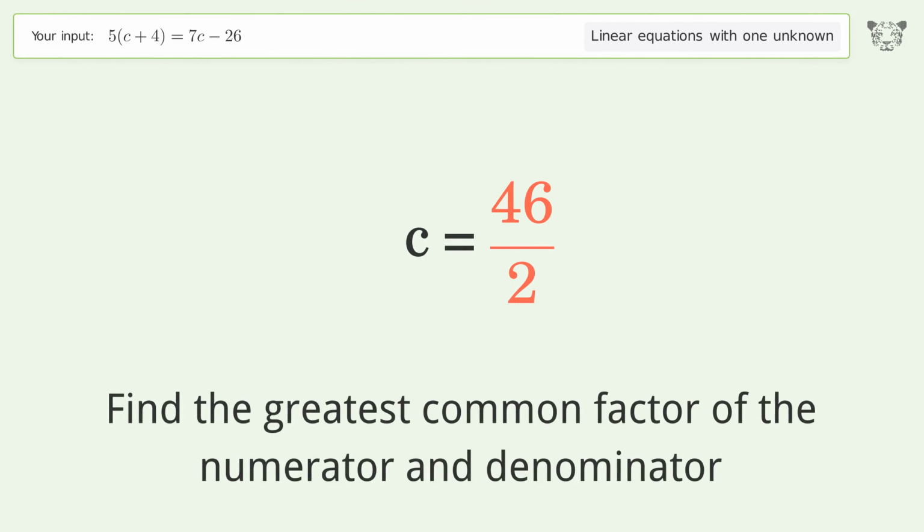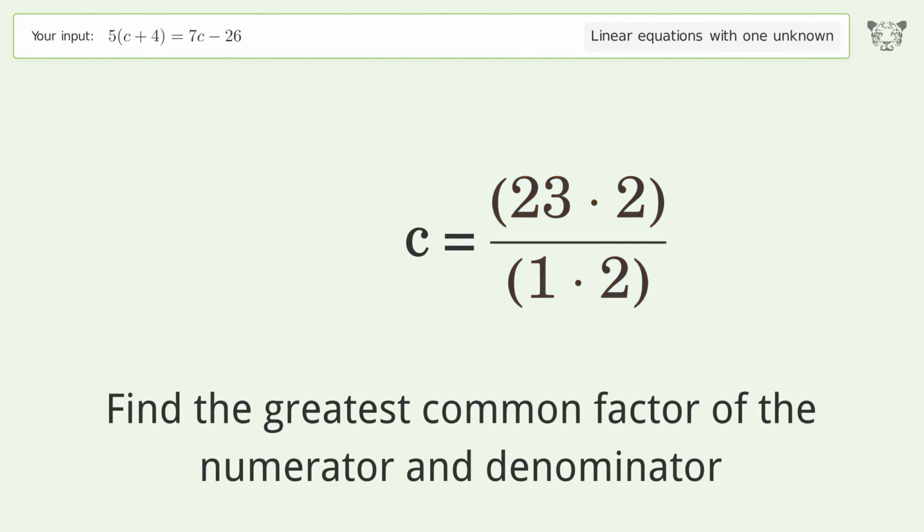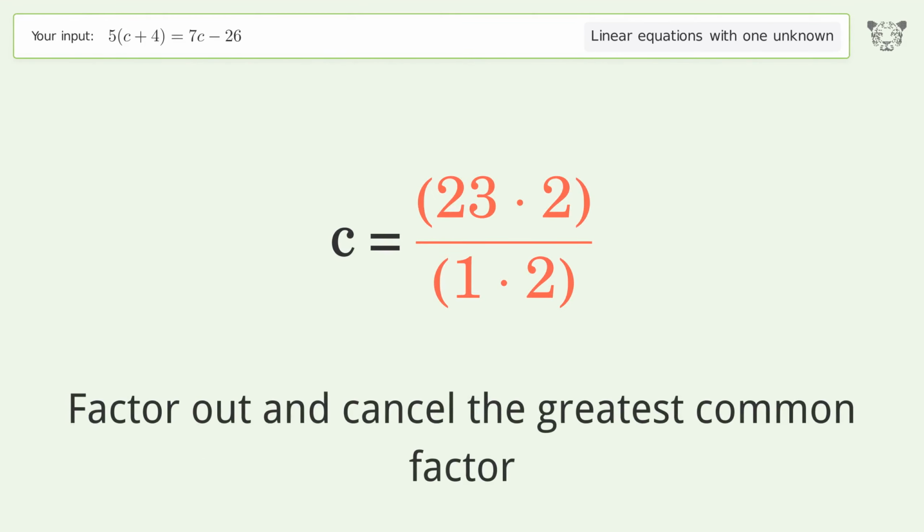Find the greatest common factor of the numerator and denominator. Factor out and cancel the greatest common factor. And so the final result is c equals 23.